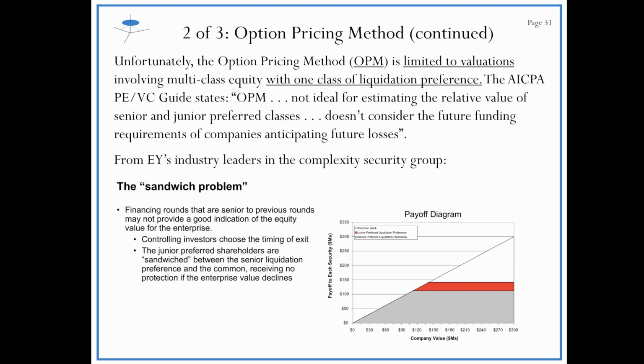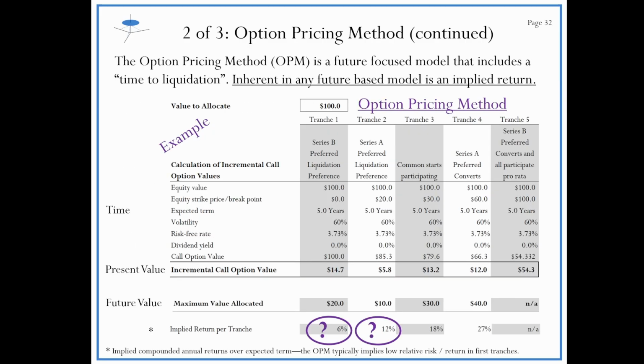The PEVC guide indicates that the OPM does not consider future investments, and even EY's complex security leadership has presented on the sandwich problem. In my review of the OPM, I noticed the implied returns inherent in the different tranches. Here we showed 6% in tranche 1 and 12% in tranche 2.